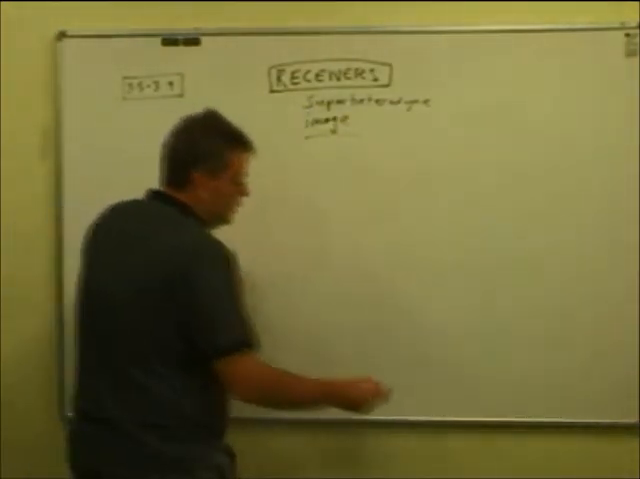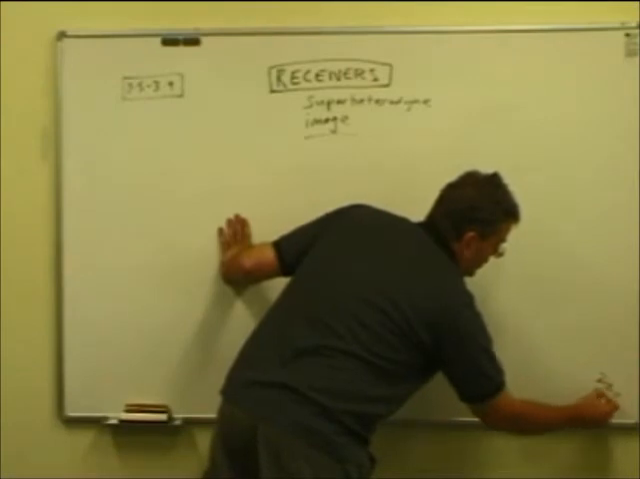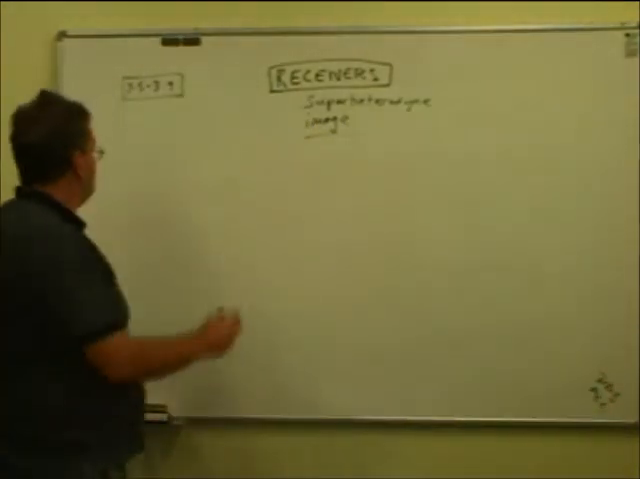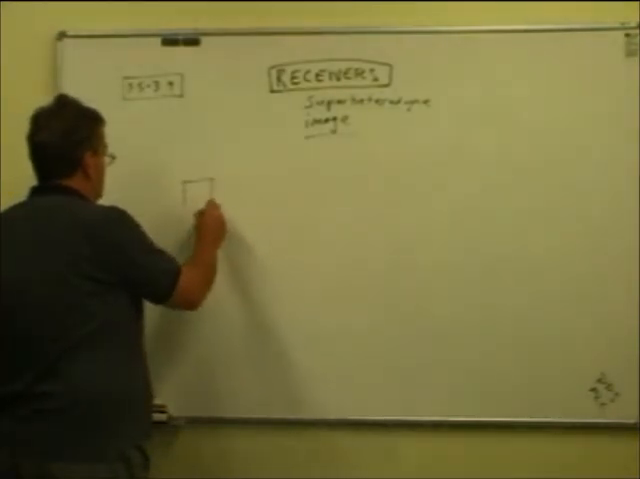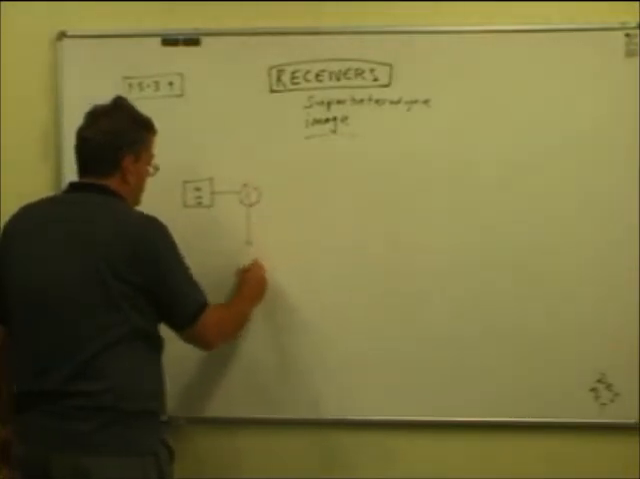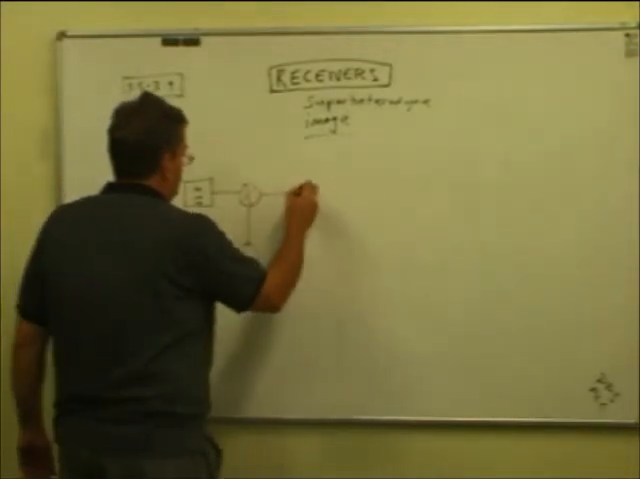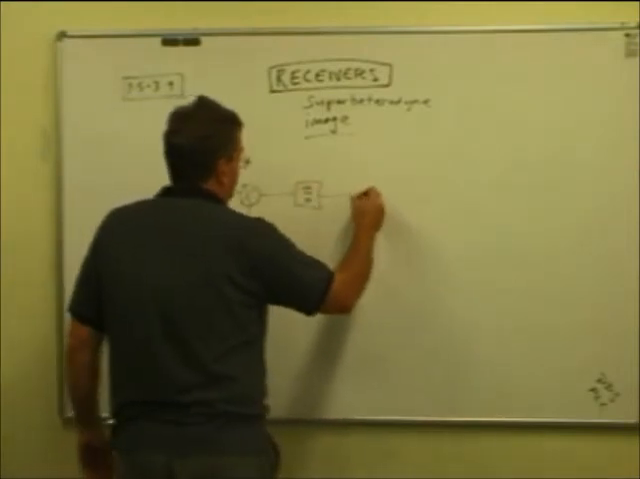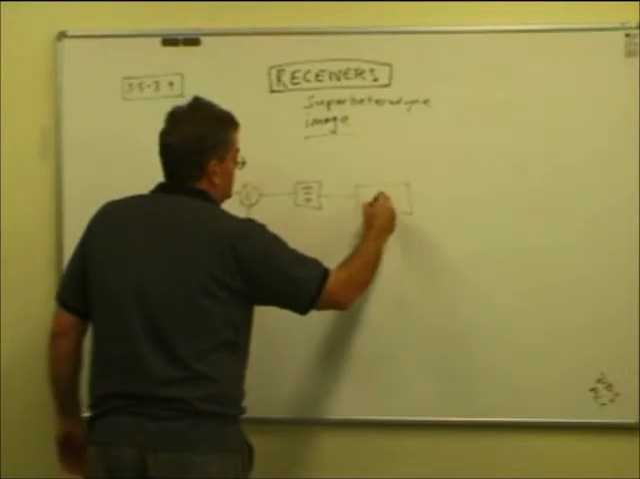And just put a reminder there for later. So just sticking with the subject of the straightforward single conversion receiver, there's the front end filter, mixer, local oscillator, bandpass filter.